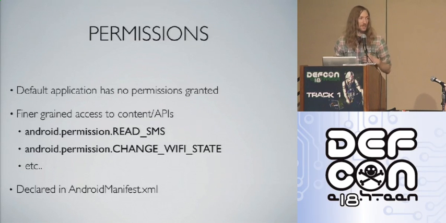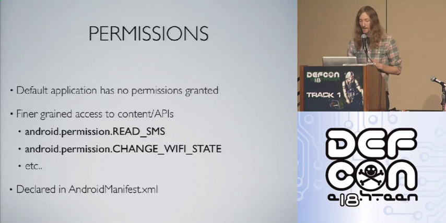Permissioning is essentially just a more fine-grained enforcement of access to various protected APIs on the system or content. So any application that wants to be able to access the internet or receive SMS or look at your contacts is going to have to request specific permissions to be able to do that. And these are, as I said, declared in the manifest.